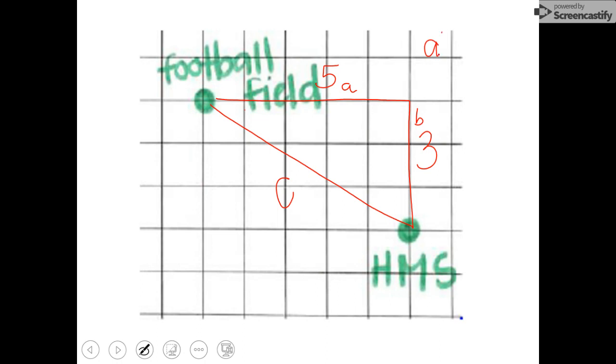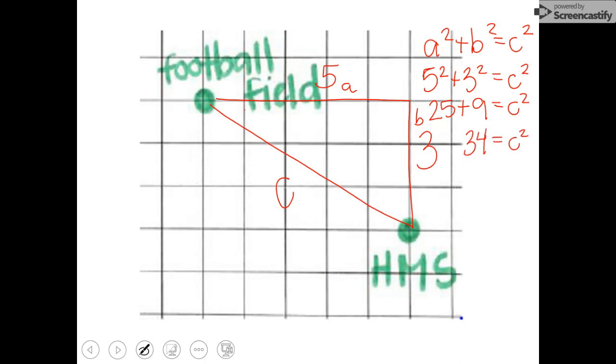So we have a squared plus b squared equals c squared. We're going to have 5 squared plus 3 squared equals c squared. So 25 plus 9 equals c squared. 34 equals c squared. Then we're going to find the square root of 34. And c is going to be about 5.8.